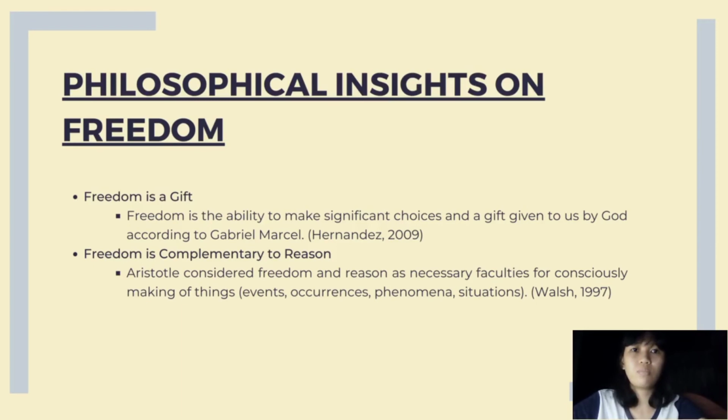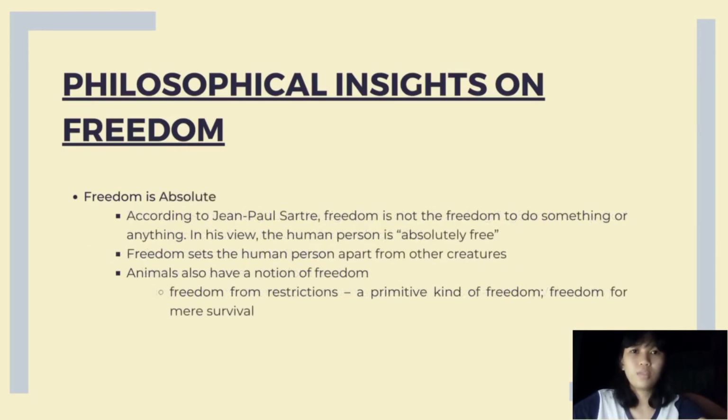Self-direction rather than bare impulsiveness is the crucial characteristic of the free person. As a moral agent, the human person must exhibit practical rationality to determine how to achieve his or her ultimate goal. Freedom is absolute. According to Jean-Paul Sartre, freedom is not the freedom to do something or anything. In his view, the human person is absolutely free.